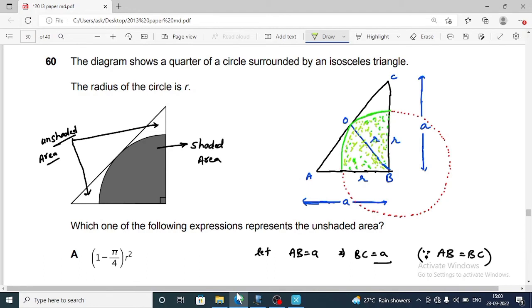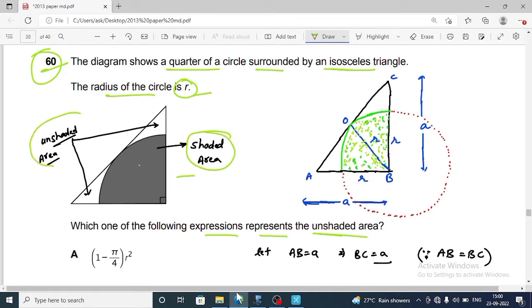Now to the next question of IMAT. In this question, we are given that the diagram shows a quarter of a circle surrounded by an isosceles triangle, and the radius of this circle is r. Note this radius. In this figure, which one of the following expressions represents the unshaded area? Actually, in this figure, the shaded parts represent the shaded area, and the left area represents the unshaded area. For simplicity, for the isosceles triangle, I take AB equal to BC, that is, this side equals this side, and this is a 90-degree angle.